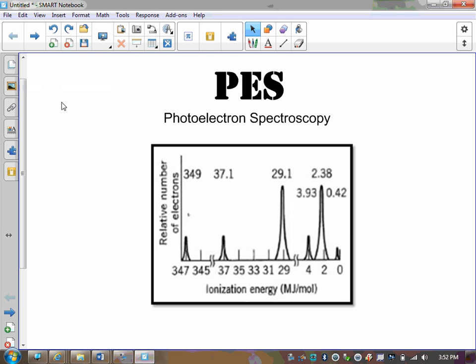Okay, so you've been seeing these questions. They popped up a lot in big idea number 1. We were skipping them, but now you should be able to do them after we teach you this quick little lesson on PES. PES stands for photoelectron spectroscopy. It's actually a really fascinating subject.